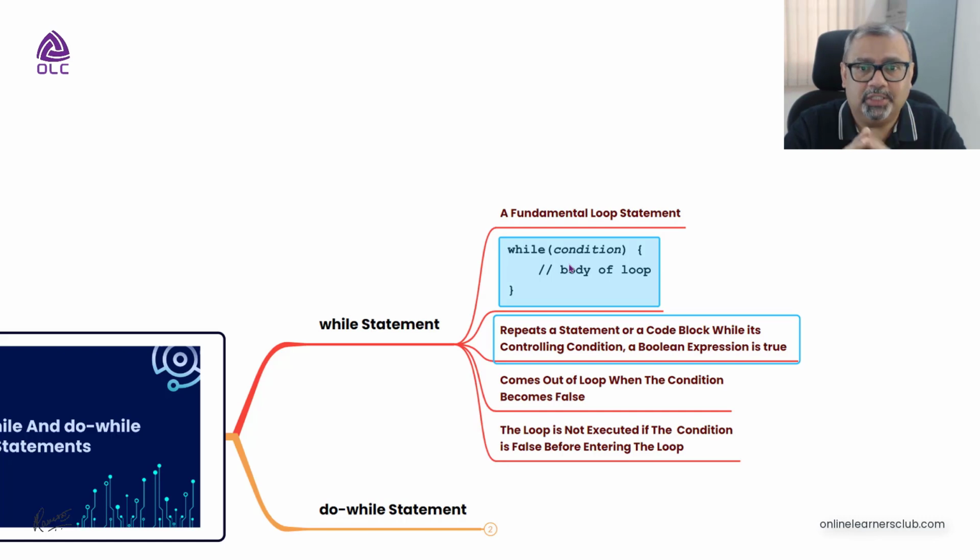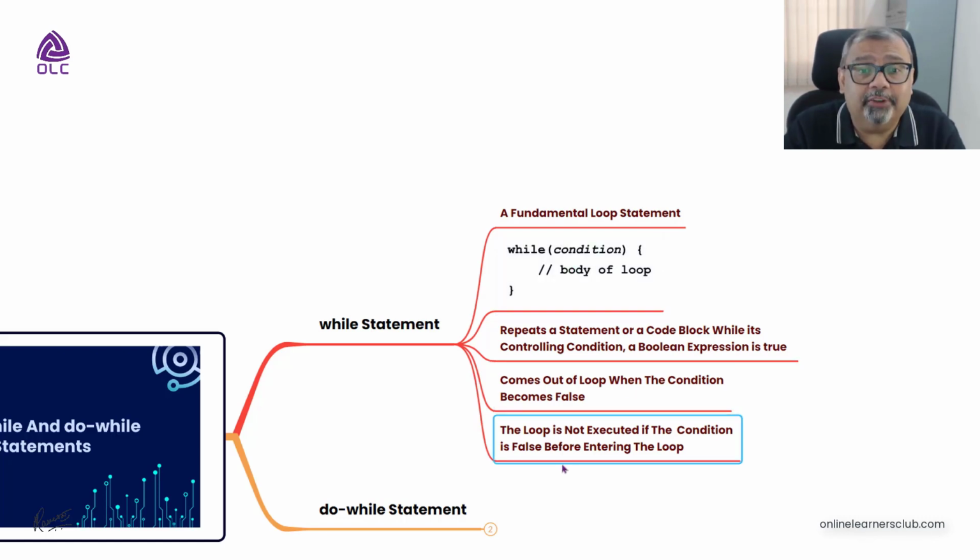That's the basic concept of a while statement, and the loop is not executed if the condition is false before entering it. For example, if you have a condition a is greater than 20, and a is 10, it will not get into this loop itself. So this is the basic difference between while and do while statement.